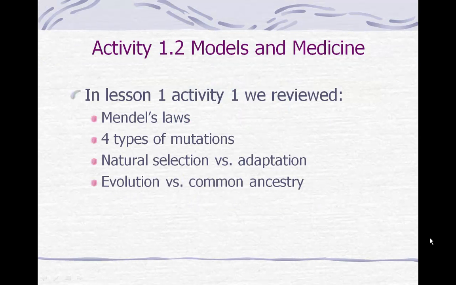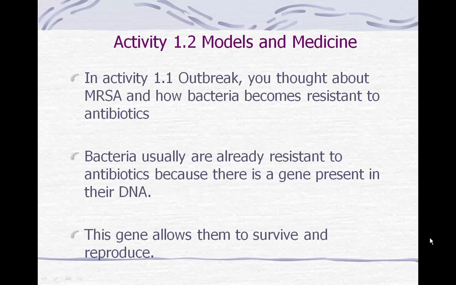Well, in Lesson 1, Activity 1, that was due today, we reviewed Mendel's laws, and there were two laws that we looked at. We looked at 4 different types of mutations that can occur, genetic mutations. We looked at natural selection versus adaptation, and we looked at evolution versus common ancestry. And we're going to begin applying these topics as we move forward in our study of medicine and evolution.